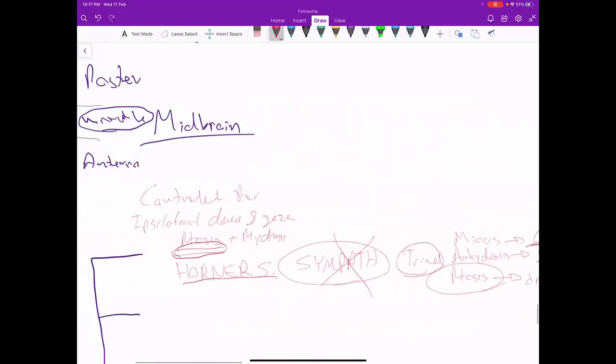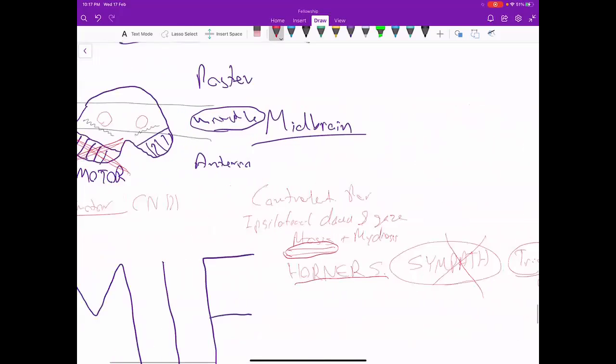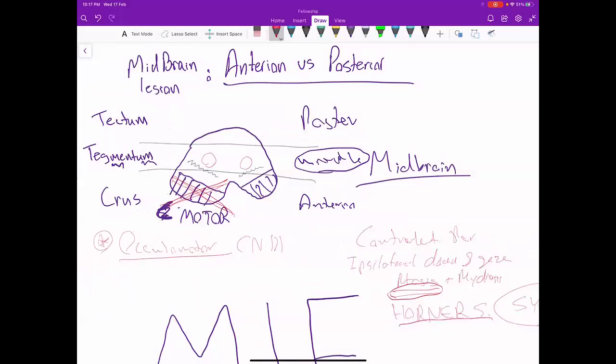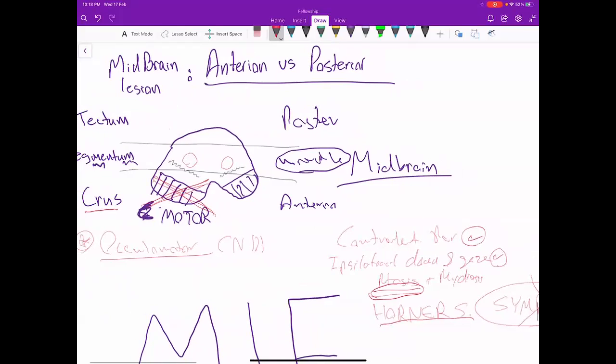So let's go back. When you have a lesion affecting the anterior portion of the midbrain, damaging the crus, you're going to have contralateral paralysis of the body and ipsilateral down and out gaze, as well as ptosis and mydriasis because of ipsilateral oculomotor nerve damage. This is called, what syndrome is this? This is Weber.